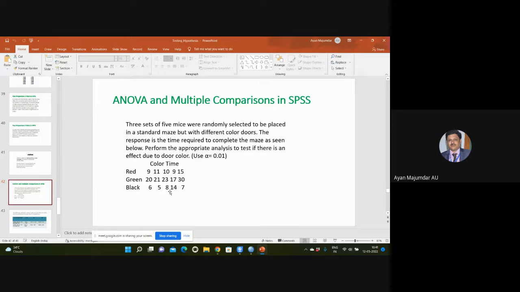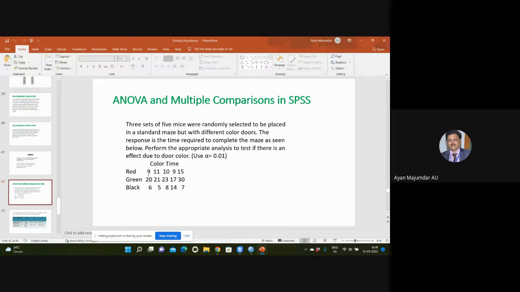Now, the question is, does the color of the door have any effect on the time they take to run? So in this maze, there are 3 different paths, one with a red door, one with a green door, one with a black door. Now 5 mice are randomly selected, and they were placed on this maze to run.